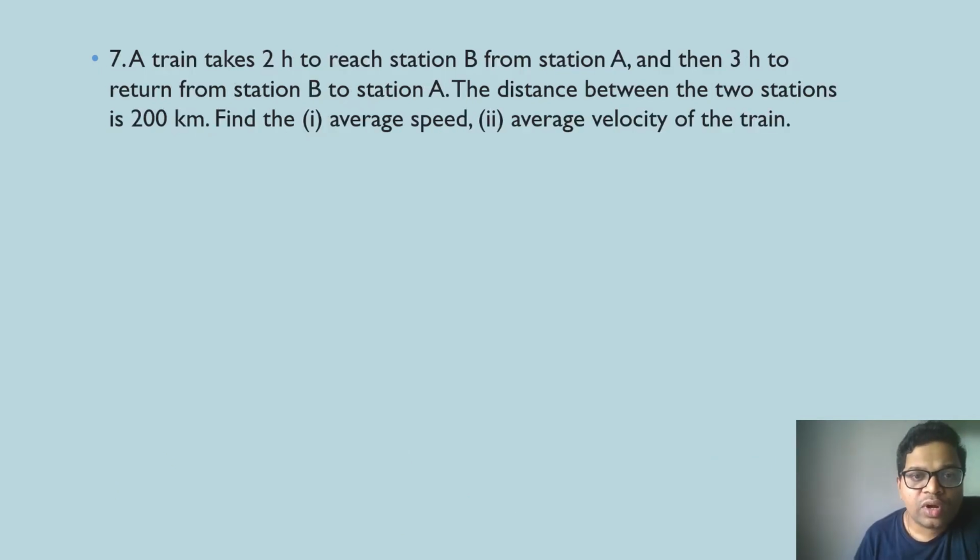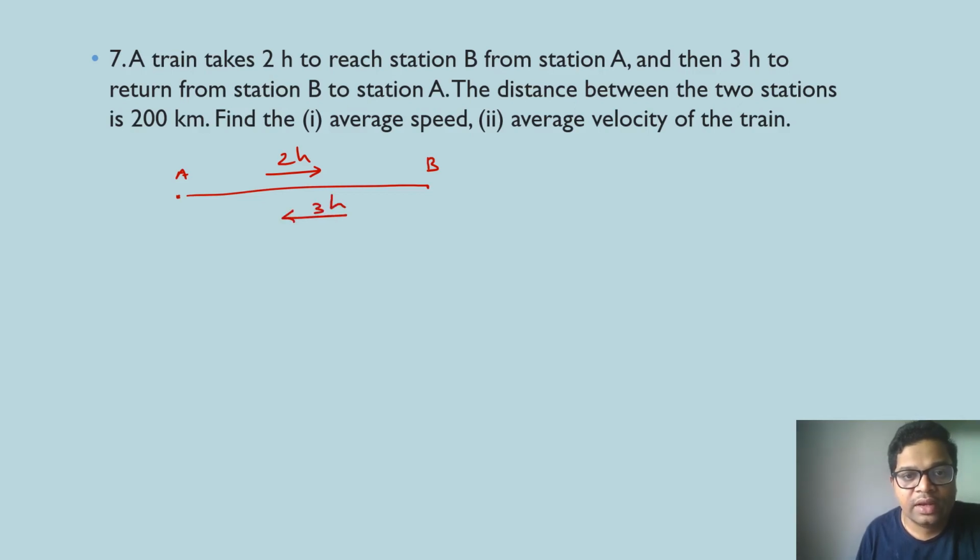A train takes 2 hours to reach from station A to station B. So this is station A and this is station B. It takes 2 hours, okay, and 3 hours to return. So to go back it takes 3 hours. The distance between the two stations is 200 kilometers. So this is 200 kilometers. You have to find the average speed and average velocity.